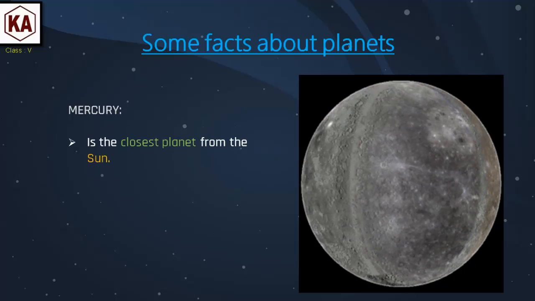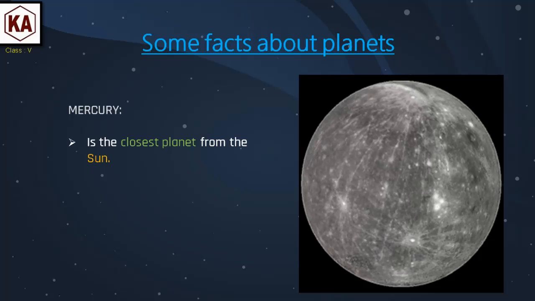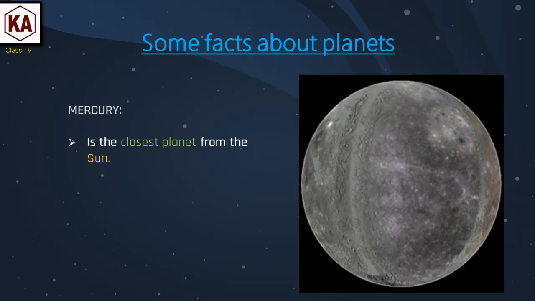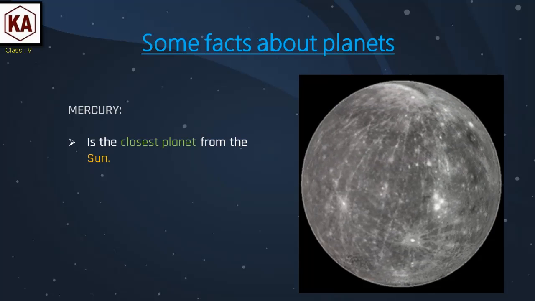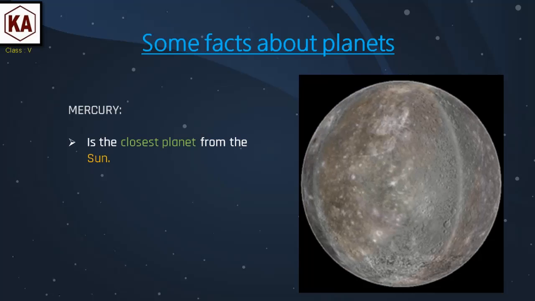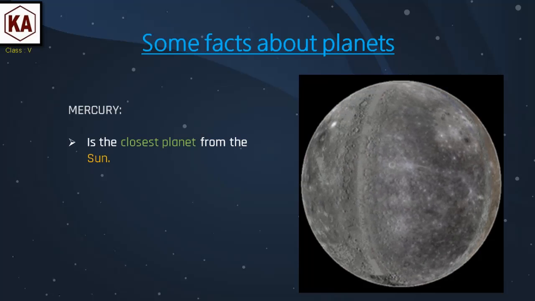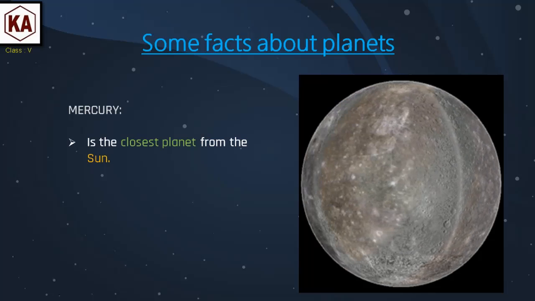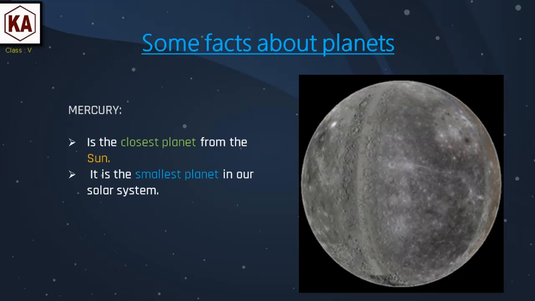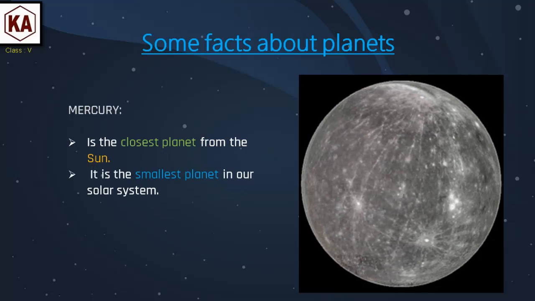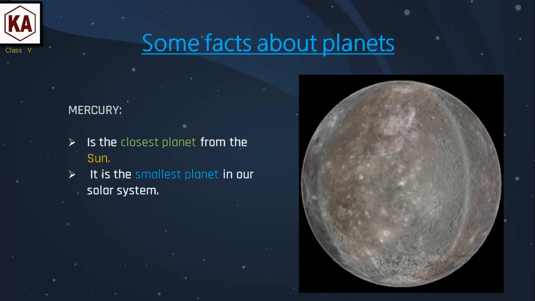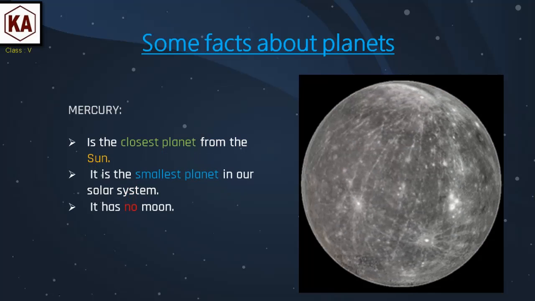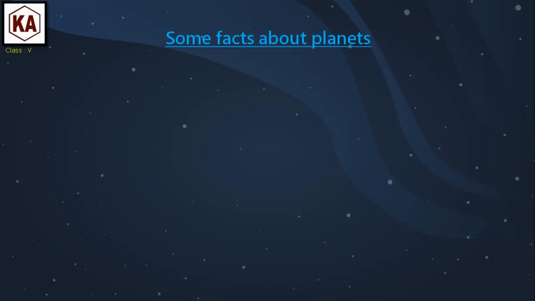It used to be made up of carbon, but being close to the sun, all the carbon got burnt, and now it is only the ashes of carbon. It has nothing left to burn. So that is why it's not the hottest planet anymore, but it used to be. It is also the smallest planet in our solar system. Mercury has no moon. Okay?